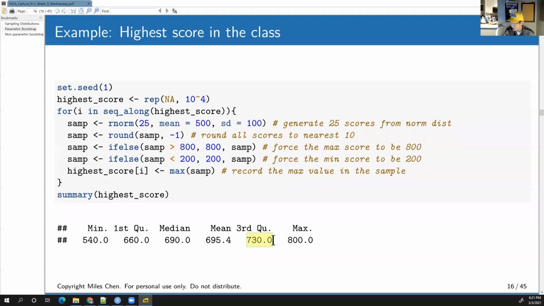The 75th percentile is 730, and the first quartile is 660. So generally we're getting something between 660 and 730. With enough samples, we are hitting that maximum of 800. But in one instance, we had a sample of 25 students and the highest score in that sample of 25 was 540.